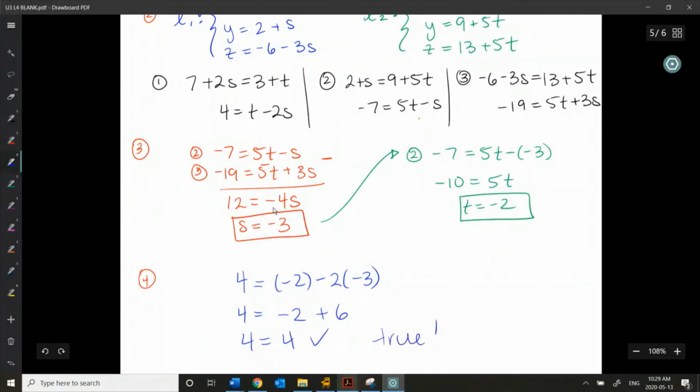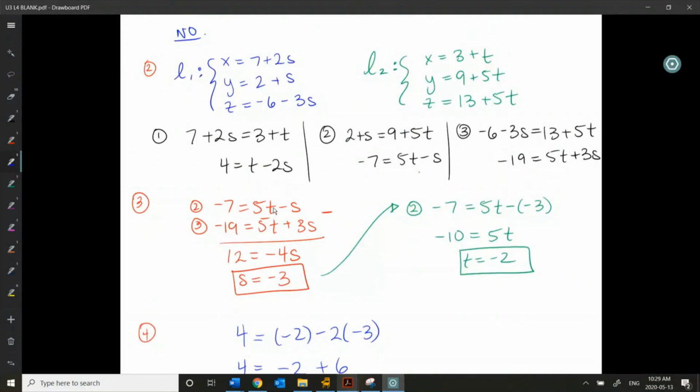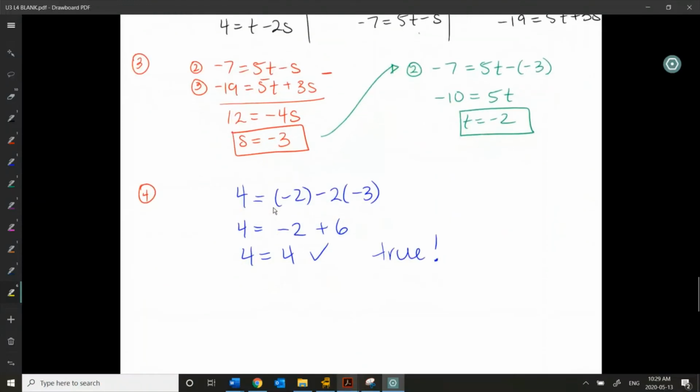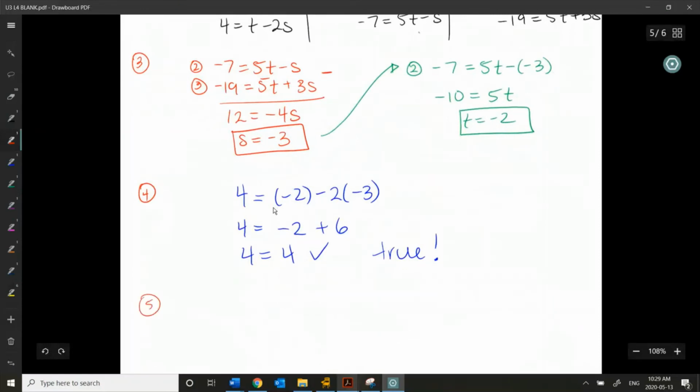So if we get a true statement, this means that our lines must be crossing at a point of intersection. So I can plug in my s and t into line number 1, or line number 2, and I should get the same point. You can use both of them to check if you want, or if you're confident in your math, you can just use one of them.